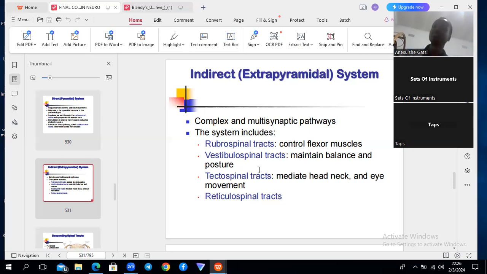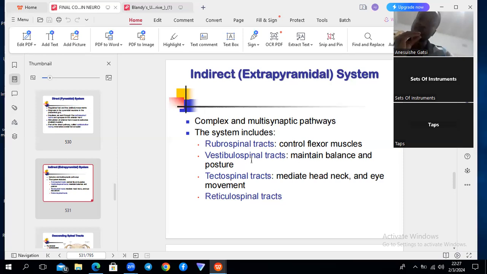It is what we call the lateral vestibulospinal tract. Wherever you see something called vestibulospinal tract, we are talking about the lateral. I know there's a medial, maybe a little bit beyond your level for now, but lateral, it's balance and posture.